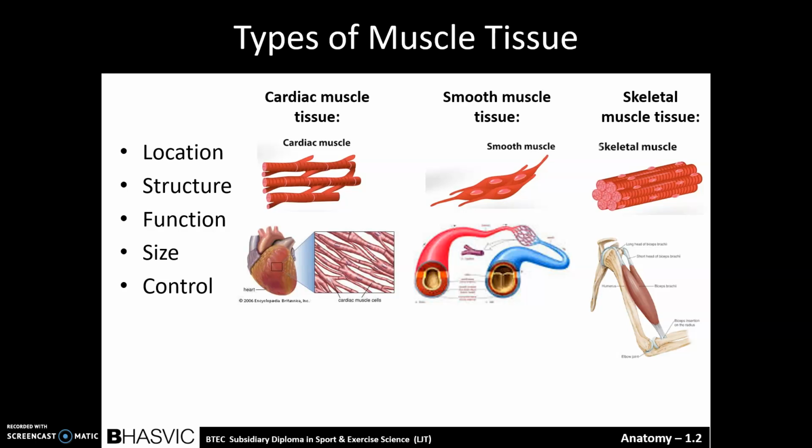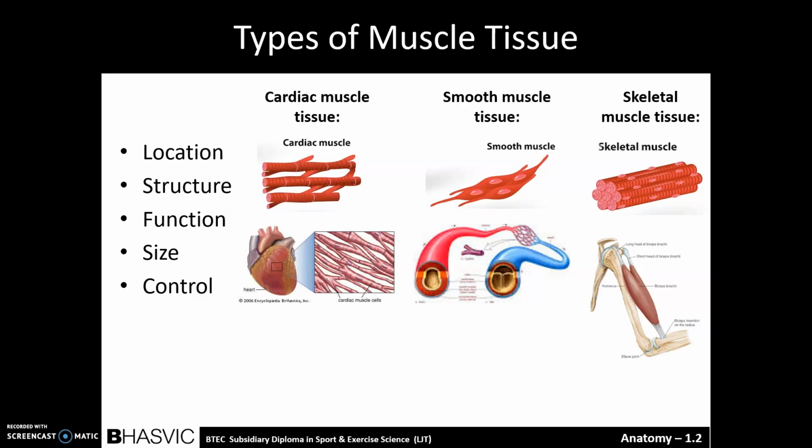The control of each muscle. Cardiac muscle is involuntary, as it constantly has to contract and relax to pump blood around the body and supply oxygen to muscles. If that was voluntary, then obviously we could make the heart stop, and we would die because the oxygen wouldn't be supplied to our body, which is what we need.